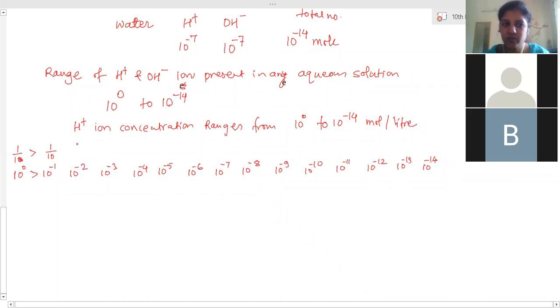Now 10 to the power minus 2 means 1 by 100. So which value is greater, this one or this one? 1 by 10 is greater. Now 10 to the power minus 3 means 1 by 1000, so that means 1 by 100 is greater. Is this right?